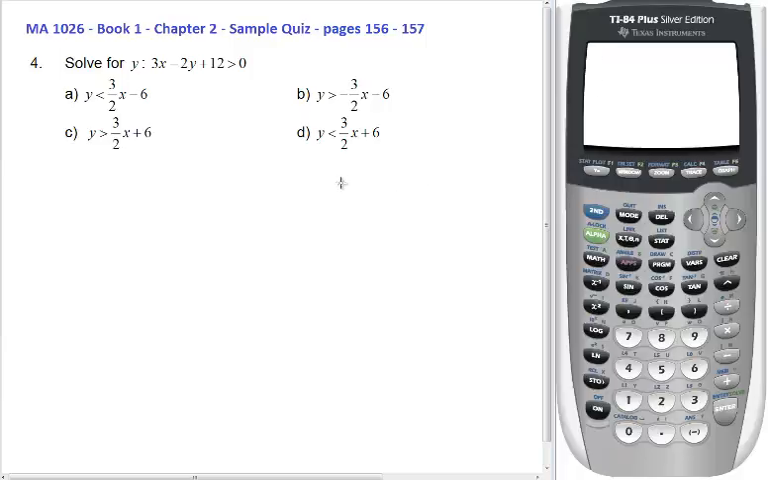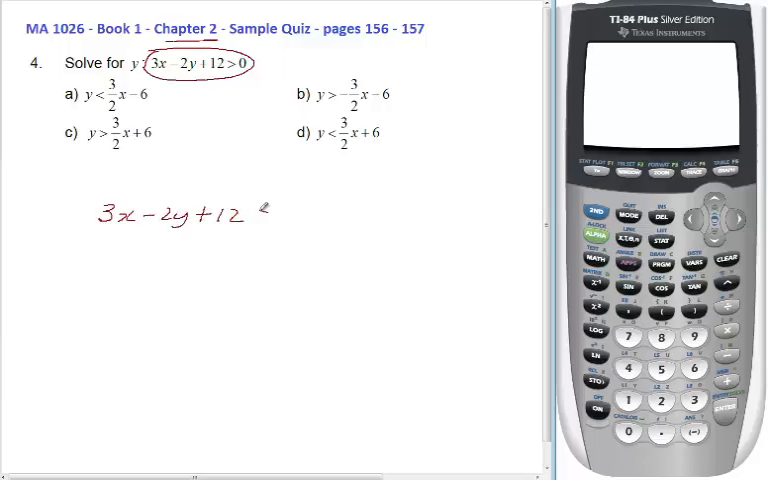Hello students, now we're going to look at a solution to another of the multiple choice. This is from your chapter 2 sample quiz at the end of book 1, and this is number 4. It's asking us to solve for y, and it gives us an inequality. So let's look at this inequality now, and we're going to solve for y.